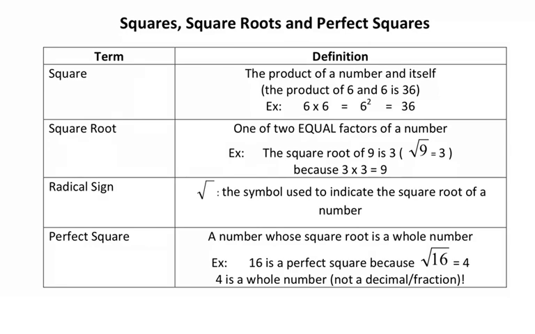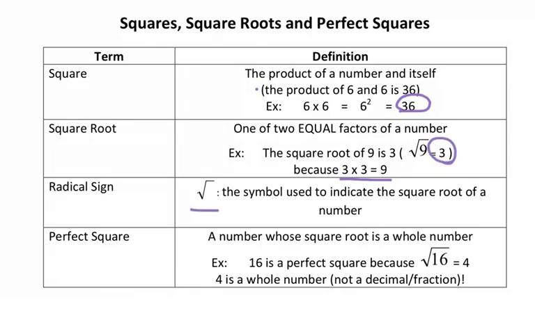So like 6 times 6 is 36. So 36 would be a square, okay? A square root is one of two equal factors of a number. So it's the opposite of a square. So the square root of 9 is 3 because 3 times 3 is 9. Okay, so 3 would be your square root.